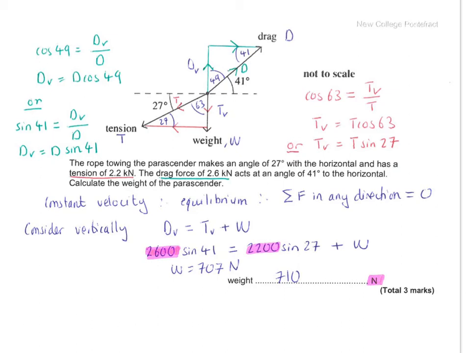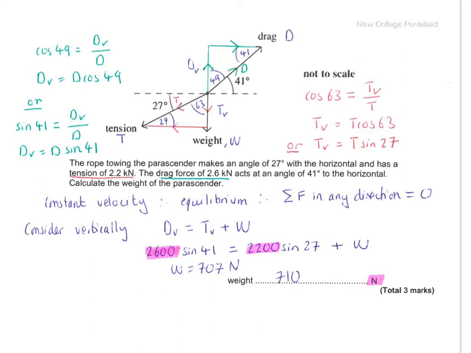We now have an expression for the vertical component of the drag, the vertical component of the tension, and we want to find the weight. We need to consider how these three forces are related to each other. The key principle is that since it's constant velocity, this is an equilibrium situation, so the sum of the forces in any direction will be zero.